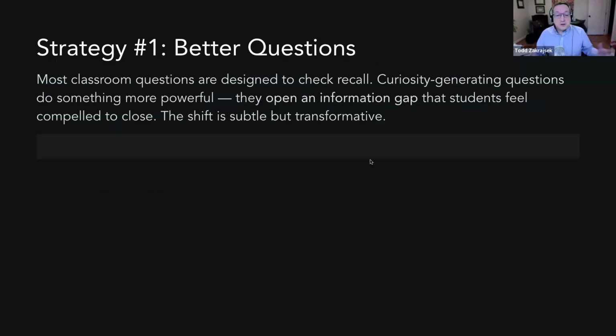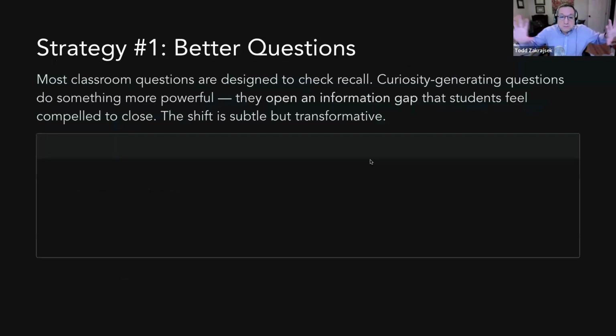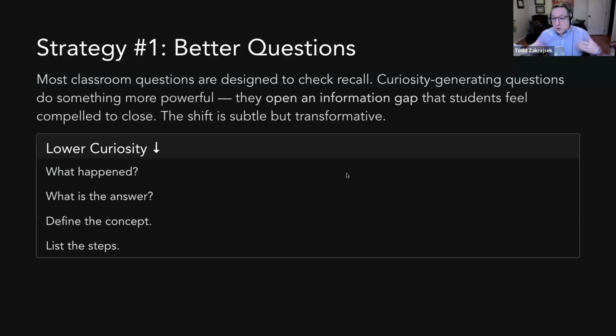So those are some issues we're going to run into. Hitting these one at a time very quickly, some strategies for better questions and generating curiosity through questions. We have to be careful, because if we ask questions like what just happened, what is the answer, define this concept, list the steps. If I say psychology was founded in what year? Someone says 1879. Okay, that doesn't generate a lot of curiosity.